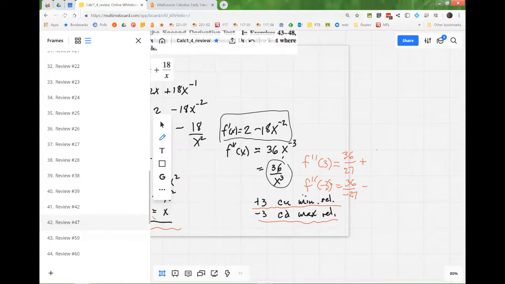It's shaped like this. And so that's got to be a min. And when it's concave down, it's shaped like this, and you've got to have a max.